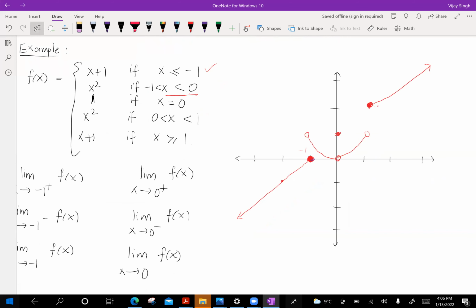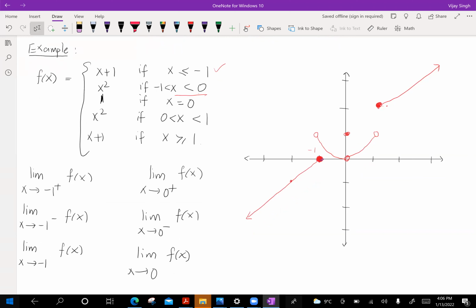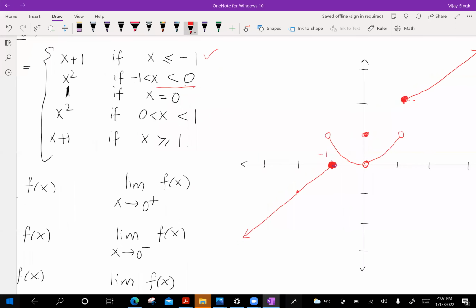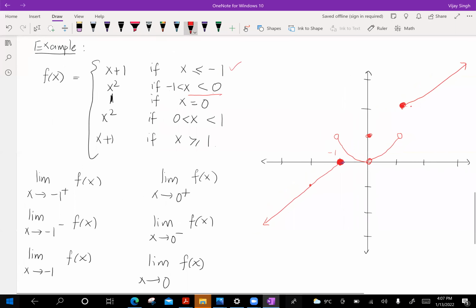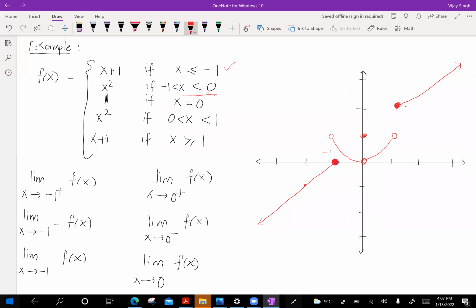Now let's answer the following question. What is the limit as x goes to -1 plus of f of x? What does it mean? x goes to -1, but the plus on the top indicates you're approaching from the right. If you approach from the right, where is the function value going? It's going closer and closer to 1. So in this case, we say the limit is 1.